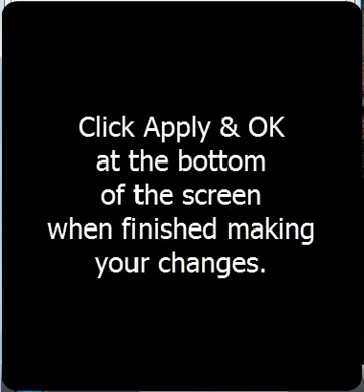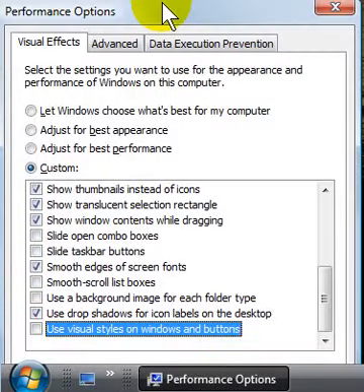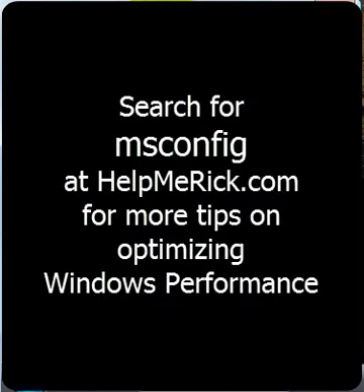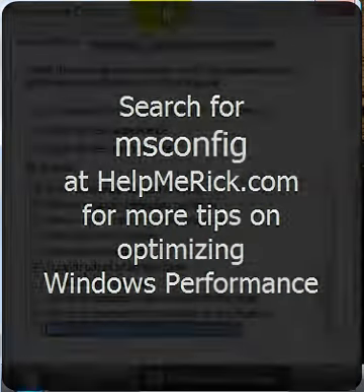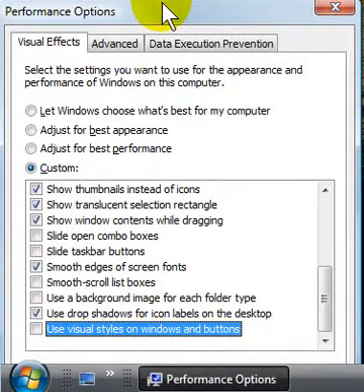So by unchecking and playing with these settings in the performance options section of Vista, you're going to find that you're going to get a much more optimized startup, and you're going to get a little better performance out of the slow running Vista. And in addition, don't discount using many of the MS config tools that we've talked about at helpmerick.com and on our YouTube channel as well, because MS config becomes more important in Vista than it has in any of the previous versions of Windows, as you control what starts and what doesn't start with your computer.